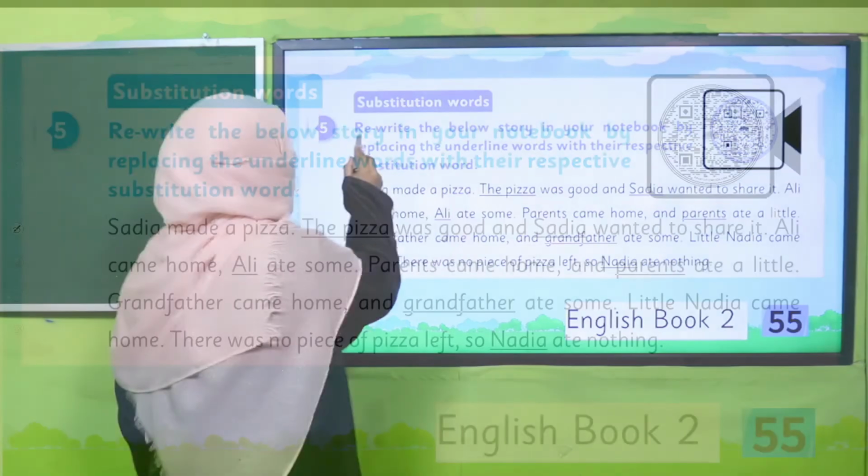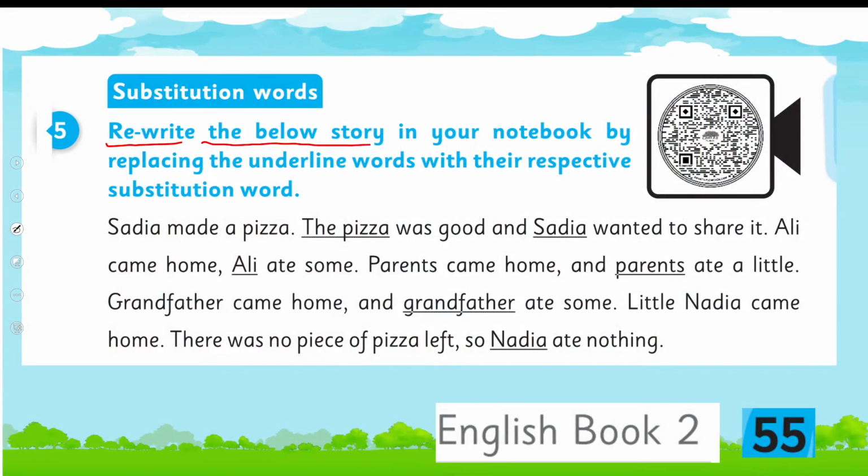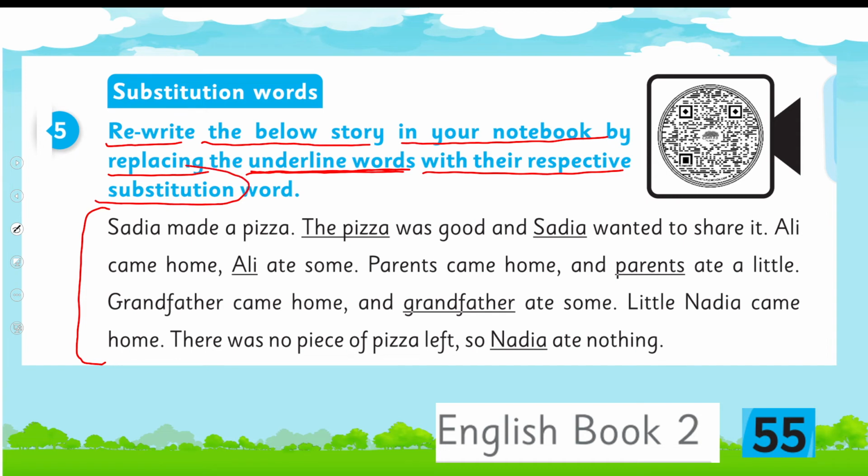What you have to do is rewrite the below story in your notebook. So here is a story. You will rewrite it and replace the underlined words. The underlined words are naming words, so you will have to replace them with the respective substitution word. Wherever a naming word has been underlined, you have to replace it with a substitution word and write the story again in your notebook, right? Pause the video, complete this task in your notebook and then come back.